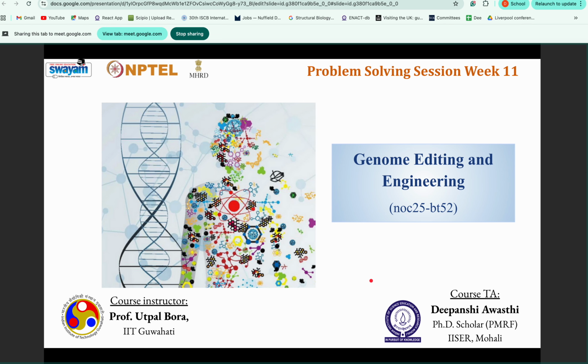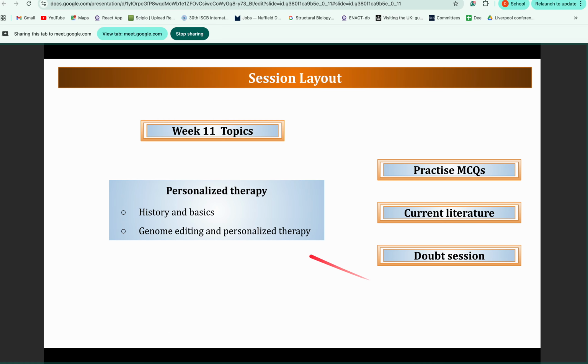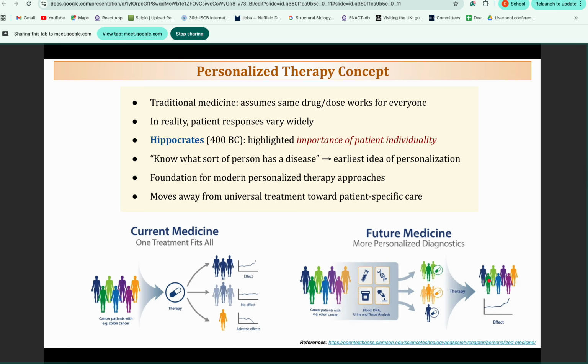This is your 11th week session, and in this session we'll look into personalized therapy, in which we'll see the history, how it began, and what the basics of personalized therapy are. Then we'll see how genome editing has helped in personalized therapy. After this we'll practice MCQs, and while discussing these topics we'll also look into the current state of literature, and then I'll also take your doubts.